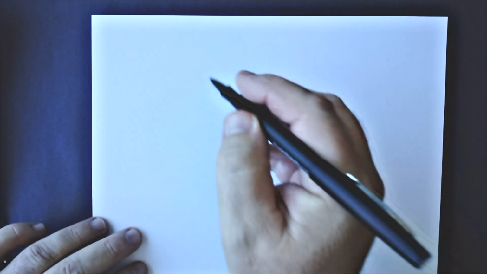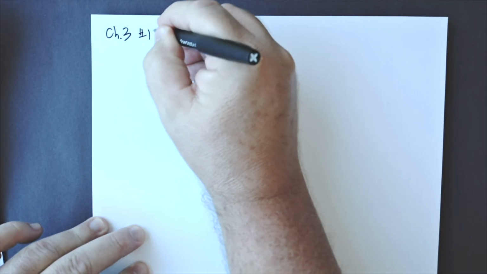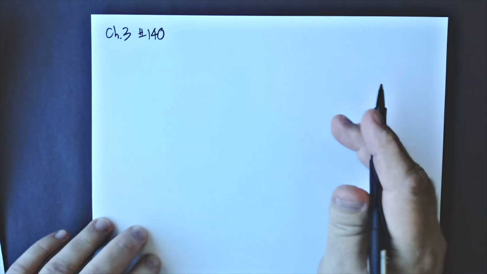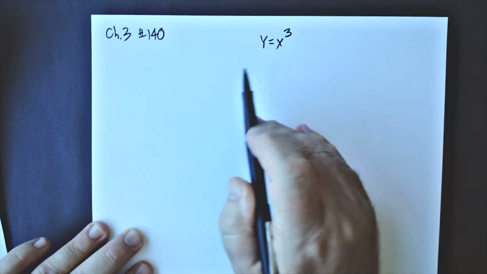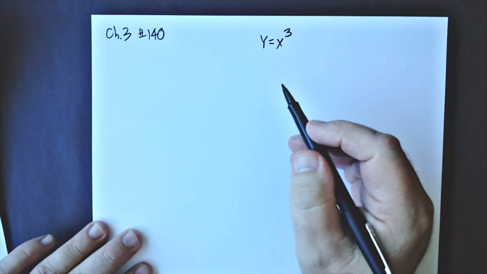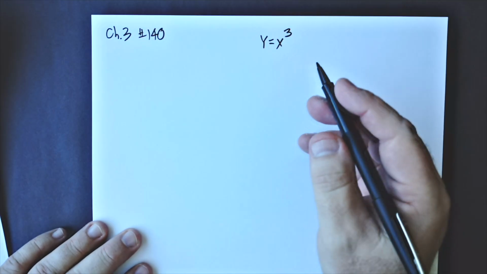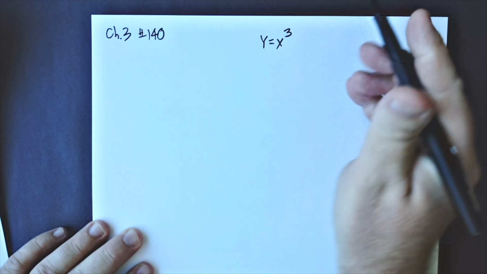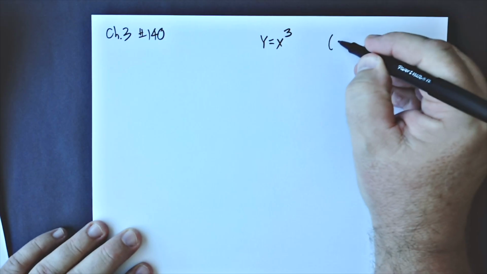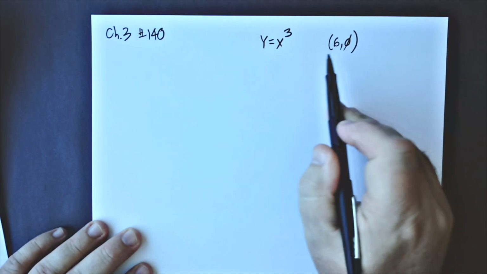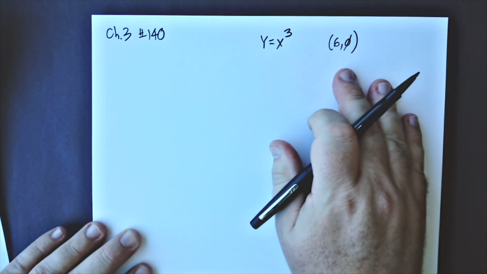All right, friends, we asked for some help with problem 140 here. So chapter 3, problem 140. It's given us a function: y equals x cubed. And we want to know at what point, what value of the function, does a line tangent to it cross this point, which is the x-intercept, and they set that at (6, 0). So that's our constraint here.